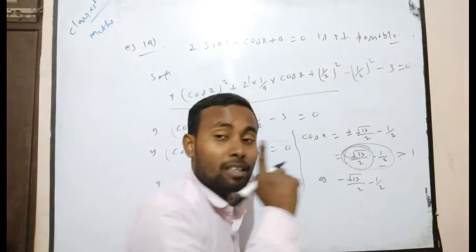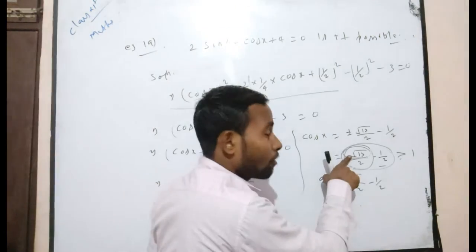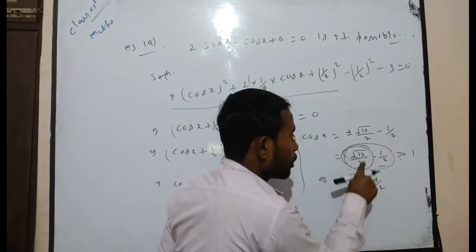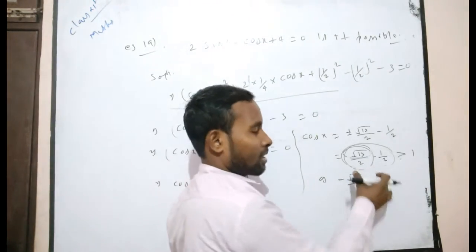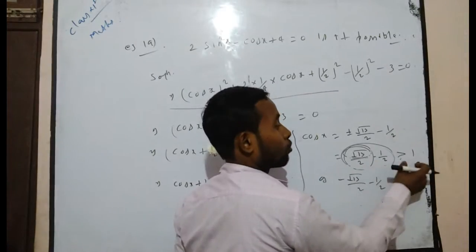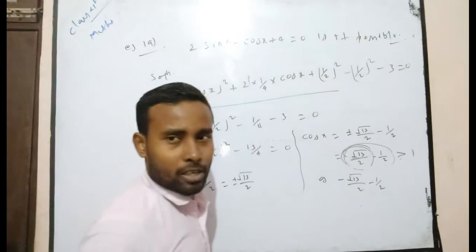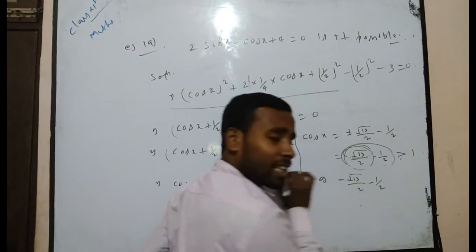If root under 13 is greater than 3, then it will be 3 by 2. But here it is not 3, it is greater than 3. If it is greater than 3, then you can say that its subtraction will be greater than 1. If you want to find its value, then you can take an approximate value of root under 13. After calculating, its value will definitely be greater than 1. Similarly, you have to also calculate here. Then you get its value will be greater than 3 again.